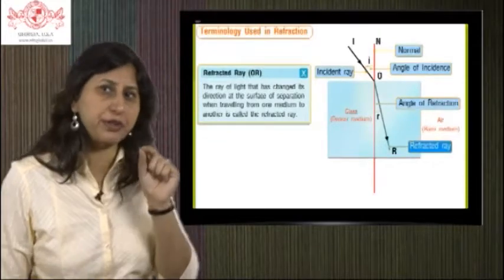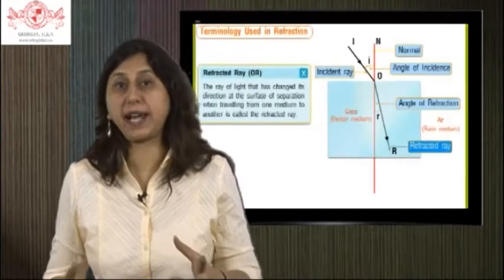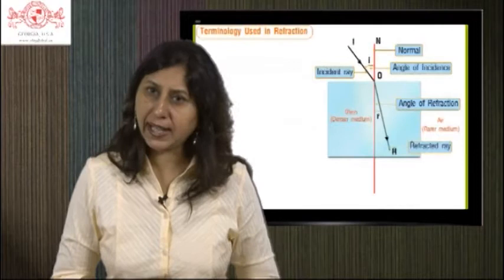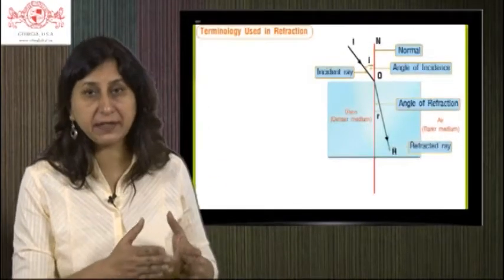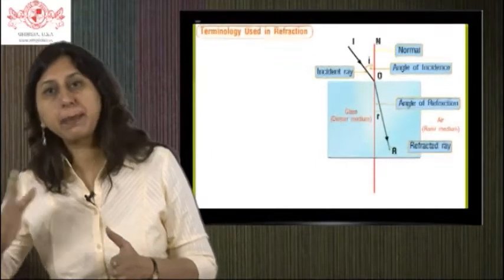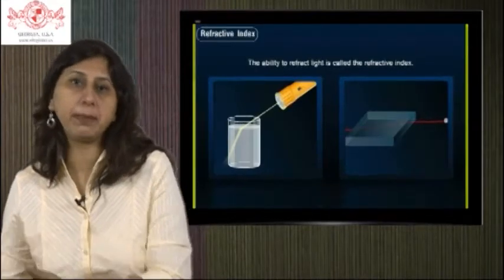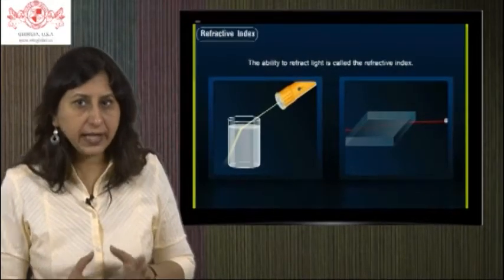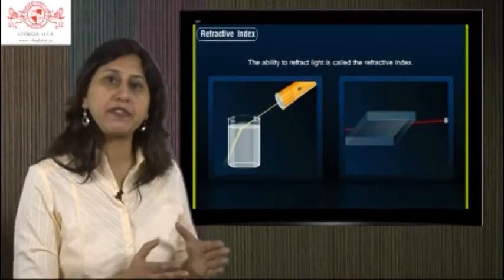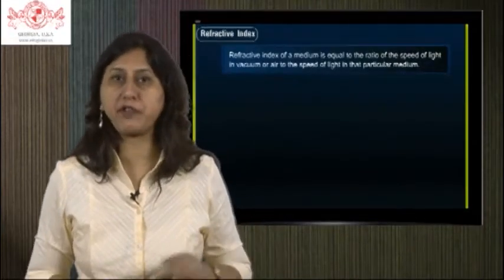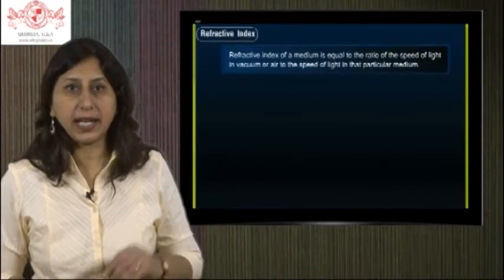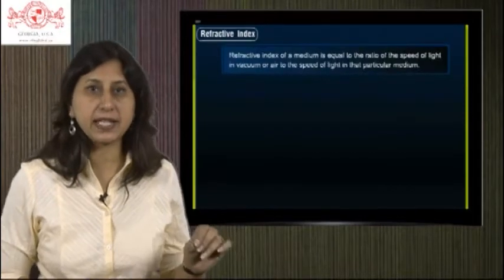The ability to refract light is called the refractive index. Refractive index of a medium is equal to the ratio of the speed of light in vacuum or air to the speed of light in that particular medium. Refractive index is equal to speed of light in vacuum by speed of light in the medium. This ratio is always a constant for a given pair of media. It is represented by a Greek letter mu.